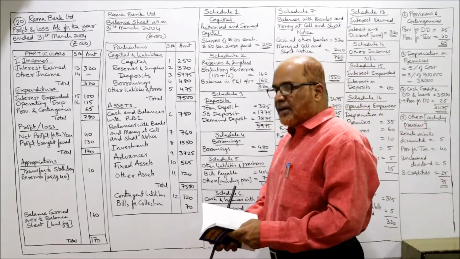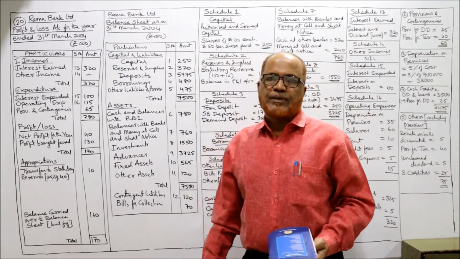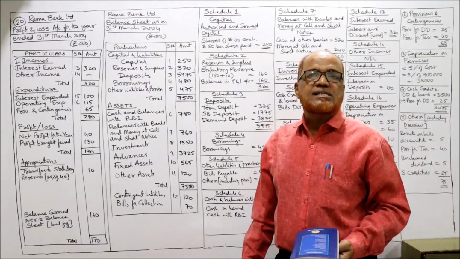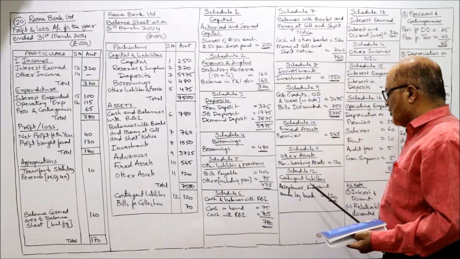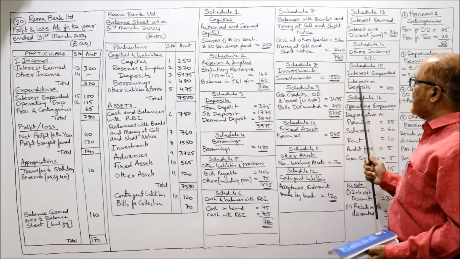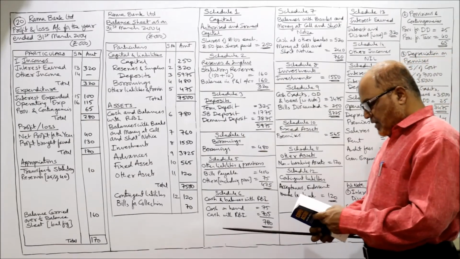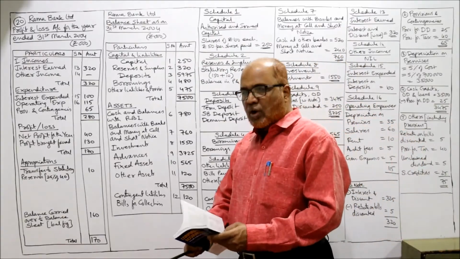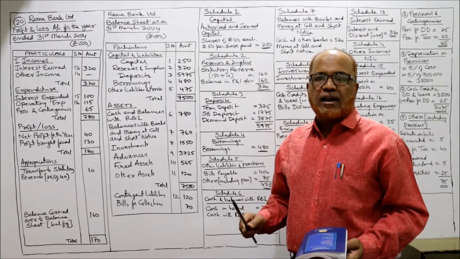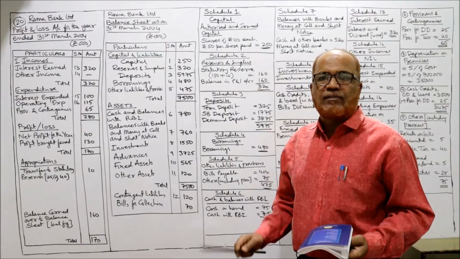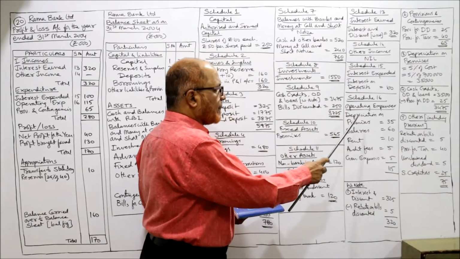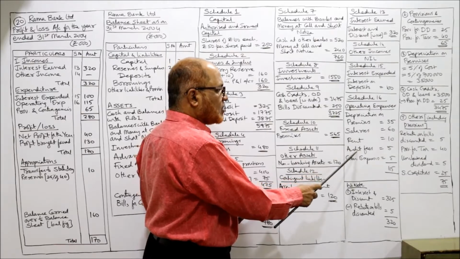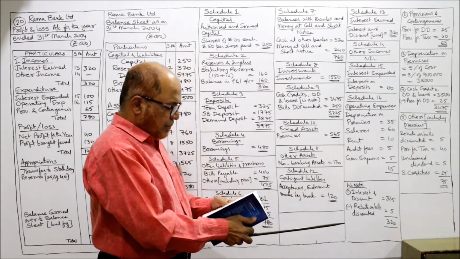Next item is interest on deposit. Interest on deposit is interest expended, the 15th schedule. Now come to the 15th schedule: here it is interest expended, interest on deposits 100. Next come salaries, rent, audit fees. All three will come under schedule number 16. So schedule number 16 here: salaries, rent, audit fees.